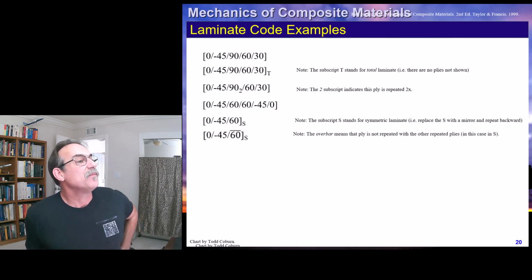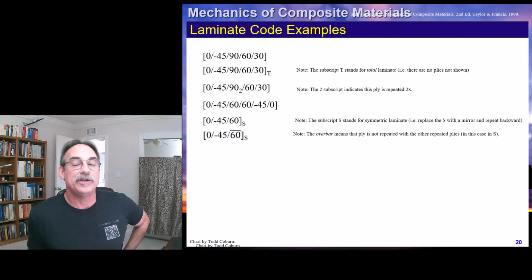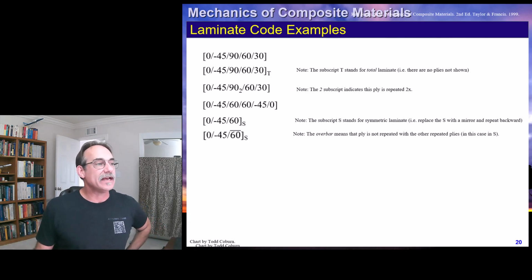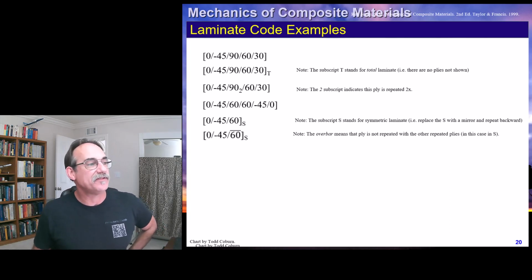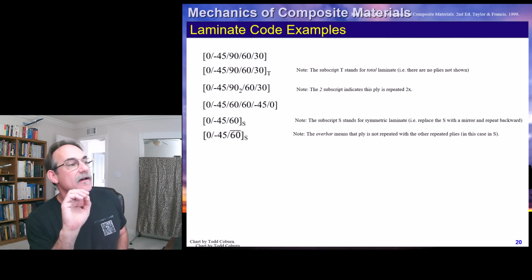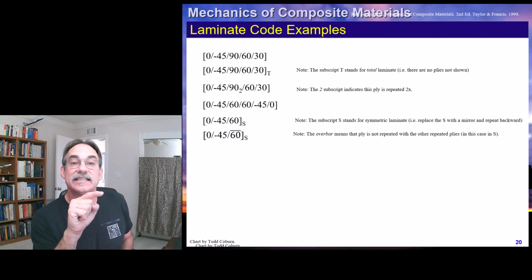Another way to call this out, we could say 0, minus 45 and use the overbar. The overbar means this is not repeated with these other pieces. So this says 0, minus 45, 60 is symmetric. Now, if it were truly symmetric, there'd be two 60s. But with the 60 overbar, this says 60 is not repeated, which means this is actually only symmetric through the middle of the 60. It's not symmetric through the side of the 60. So this would be a 5 ply, while the prior one is a 6 ply. These are not identical callouts. Okay?